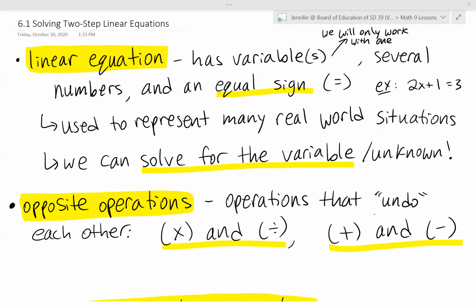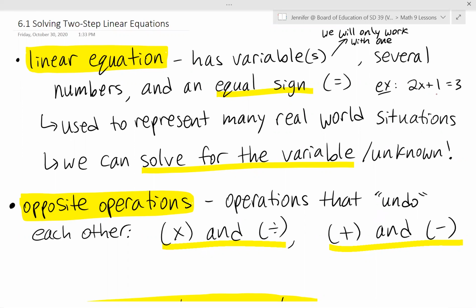This is lesson 6.1, solving two-step linear equations. A linear equation has variables, numbers, and an equal sign. So here's an example of one right here, 2x plus 1 equals 3. It can have multiple variables in it, but we're only going to deal with equations that have one variable for this chapter. Linear equations are used to represent many real-world situations, and we can solve these problems by solving for the variable, or whatever the unknown is.